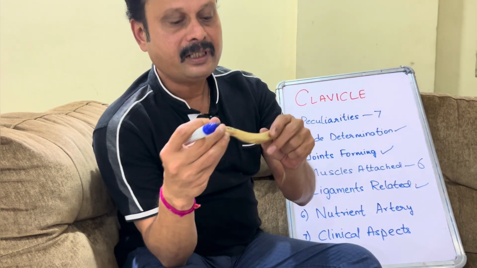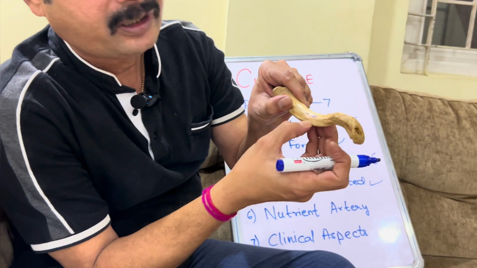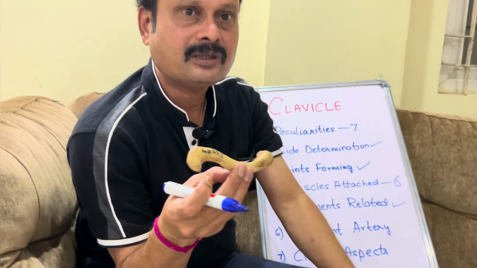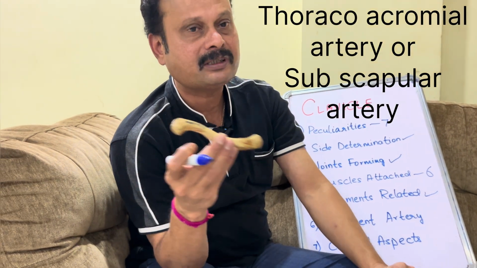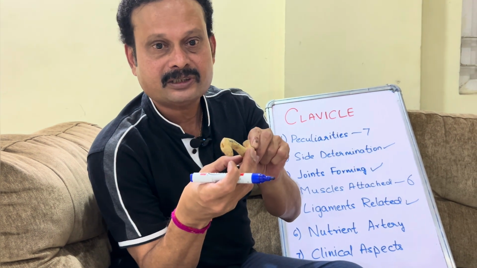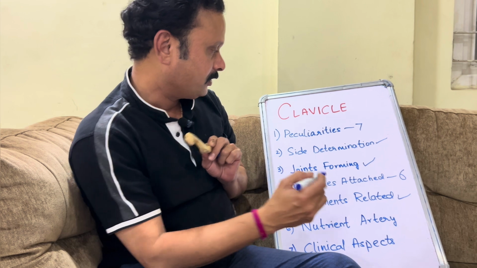Then nutrient artery. You find a nutrient foramen below, this is the nutrient foramen, and the nutrient artery is the clavicular branch of the thoracoacromial artery or sometimes the subscapular artery. Most of the time it is the clavicular branch of the thoracoacromial artery that is the nutrient artery here.